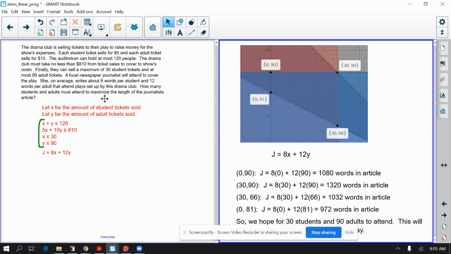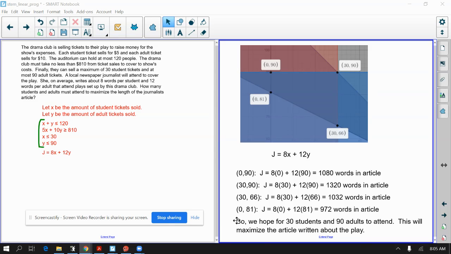We want to maximize the length of this article. So the most amount of words is this scenario. So we finally answer it in words. We hope that 30 students and 90 adults attend, and this will maximize the length of the article.